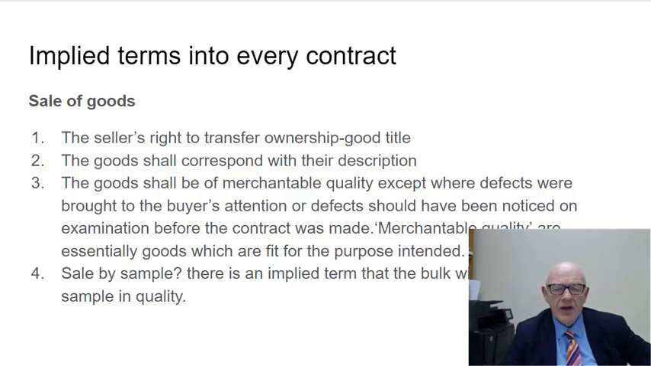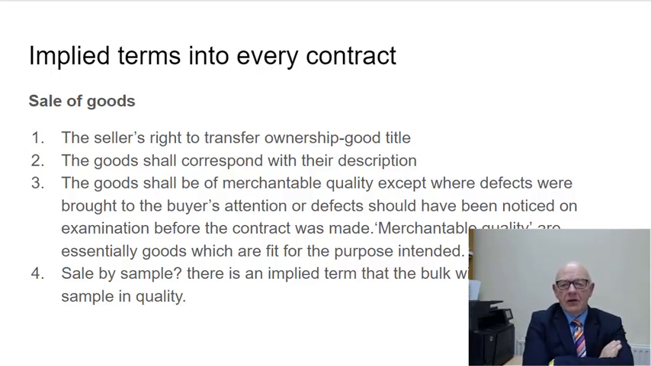A third implied term that's implied into every contract, courtesy of the Sale of Goods and Supply of Services Act 1980, is that the goods will be of merchantable quality, except where defects were brought to the buyer's attention or defects should have been noticed on examination before the contract was made. Merchantable quality, then, are essentially goods which are fit for the purpose intended.